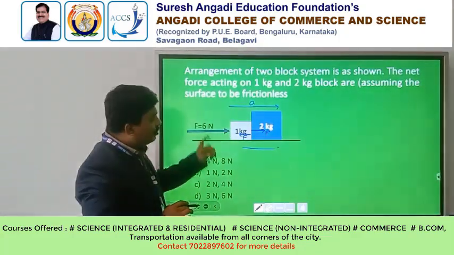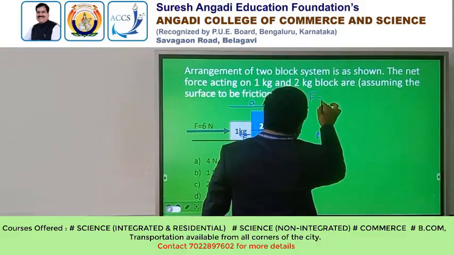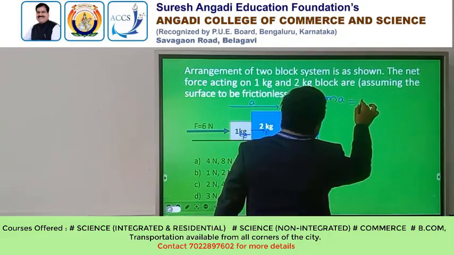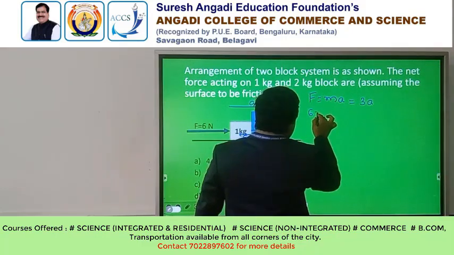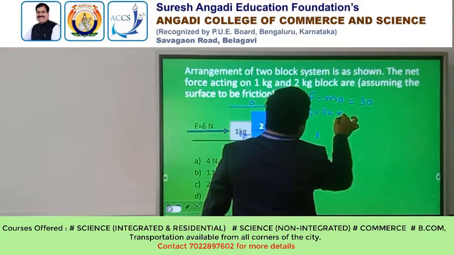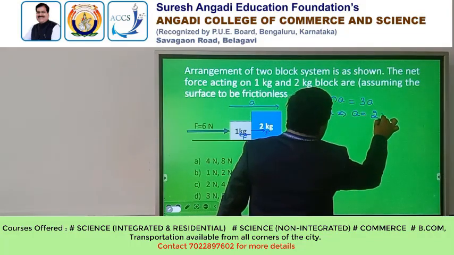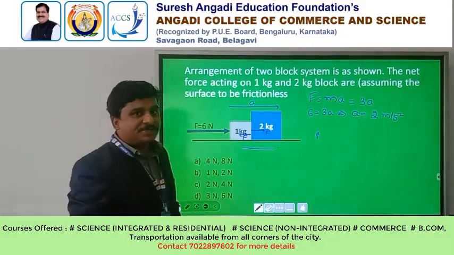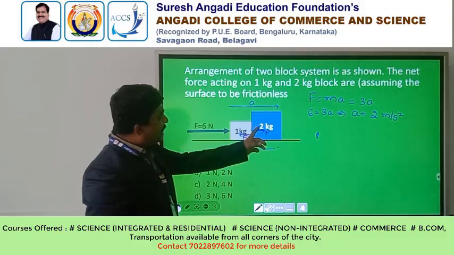So net force is 6 Newton. We can find out the acceleration by using the formula F is equal to mass into acceleration. Net mass is 3 kg, acceleration we require, net force is 6 equal to 3a. This implies that a is equal to 6 by 3, that is 2 meter per square second. This is the acceleration.